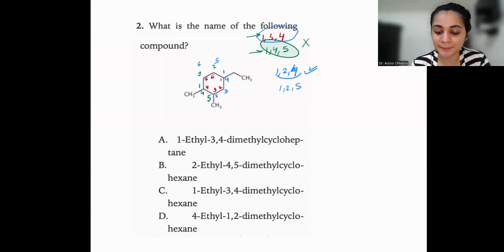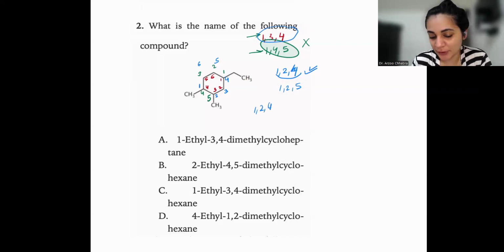Of course, it's preferred to have 1, 2, and 4, but 1, 3, and 4 and 1, 2, and 5 are kind of the same numbers because they have the same sum. And if that was the situation, I don't think IUPAC is going to test you on this versus that. Okay, so now we've got 1, 2, 4.